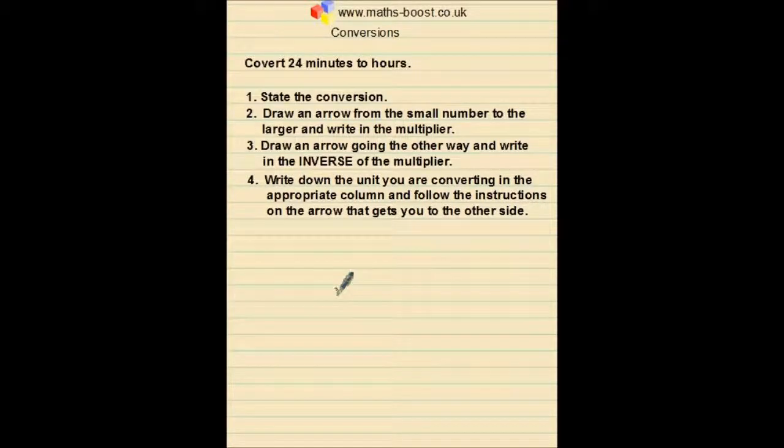Here's another conversion. Time is a measurement that students often have difficulty with. And one of the reasons is that unlike distance, weight, etc., there's little consistency to the units. There are 60 minutes in an hour, yet 24 hours in a day, yet 7 days in a week, for example. So always be careful with time. Step 1 will state the conversion.